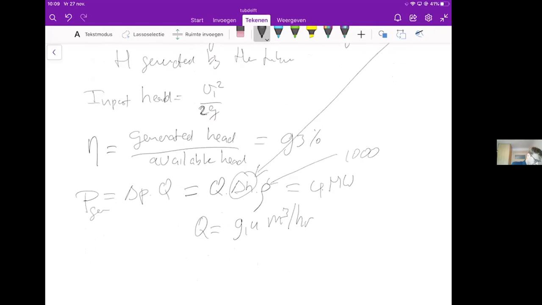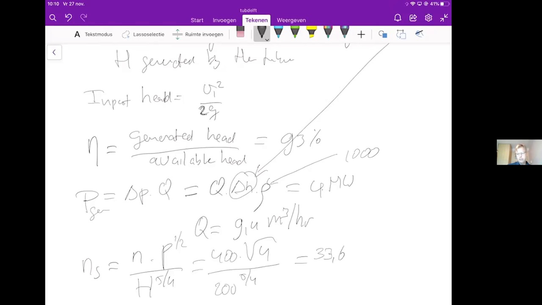And then we can have the specific speed. Well, we have that equation again: the specific speed is the speed times power to the power half, divided by head to the power 3/4. If we work it out for this turbine, the specific speed is 400 RPM times the square root of 4, divided by 200 to the power 3/4, which is 32.6. And then we see we're in the wide range for such a system. Normally the Pelton is somewhere between 6 and 60, so you're in the wide range for a Pelton turbine.